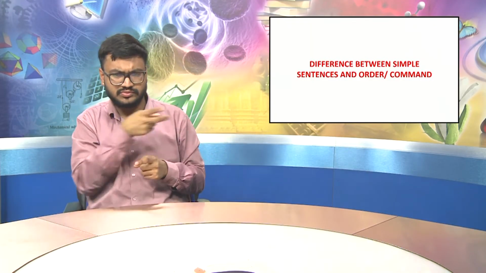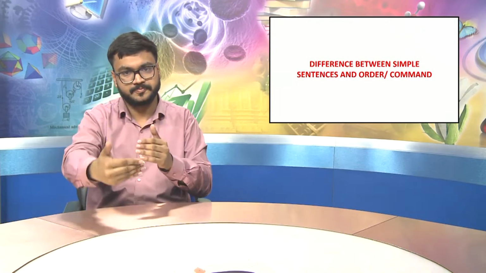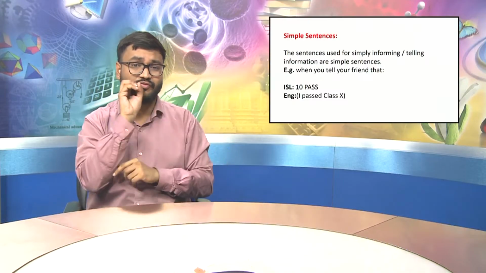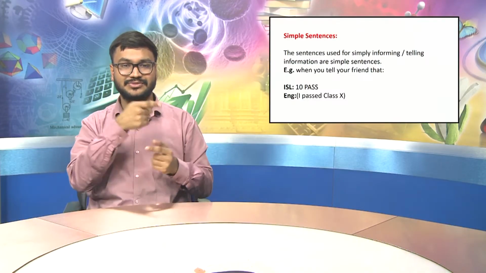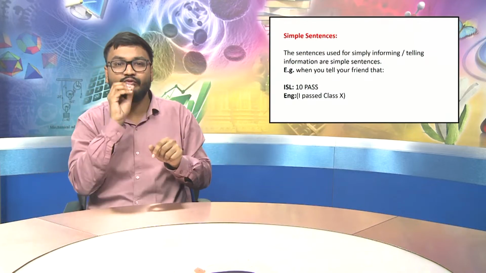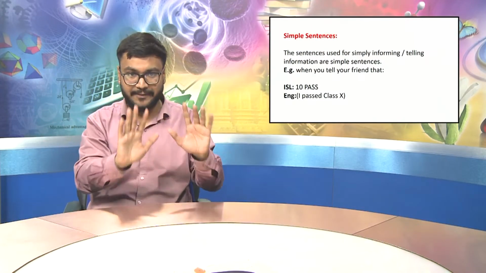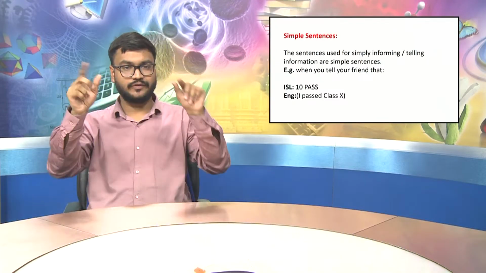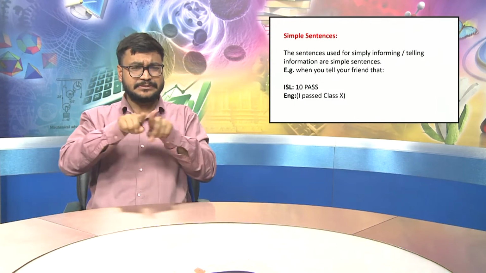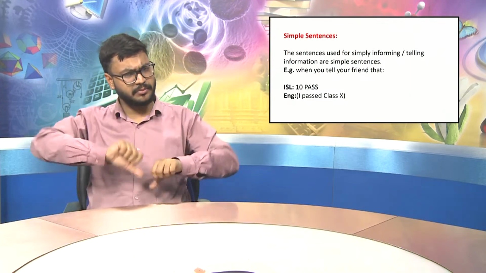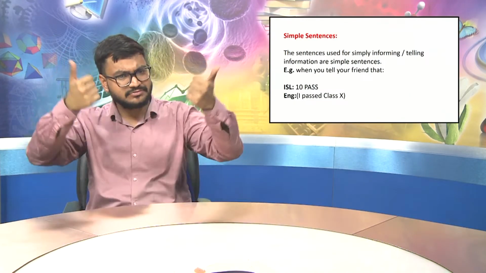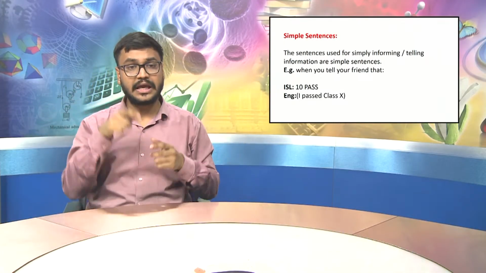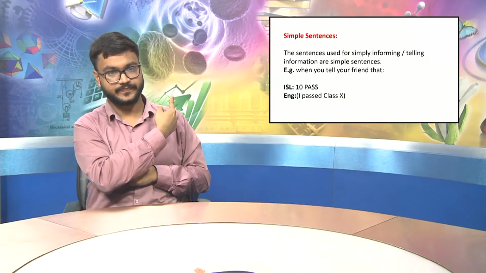Now we will look at the difference between simple and order or command sentences. The first is simple sentences. The sentences used for simply informing or telling someone or giving information are simple sentences. For example, when you tell your friend that I passed class 10th. For ISL, you can see on the screen.